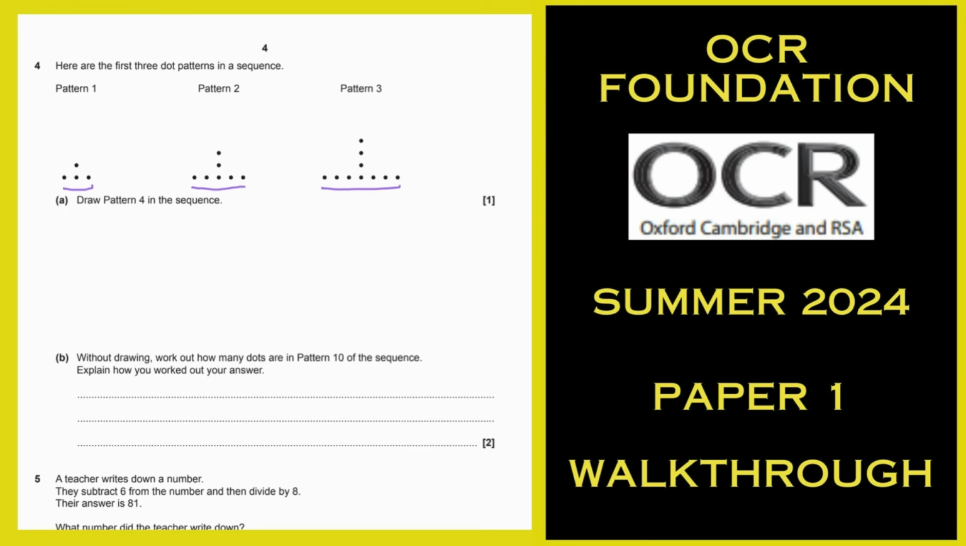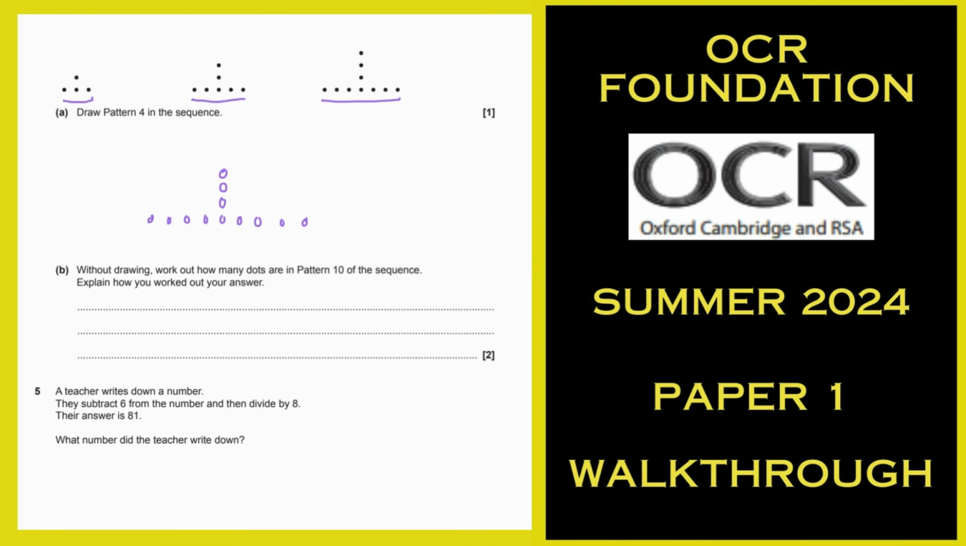Along the bottom, it's going 3, 5, 7. So we need 1, 2, 3, 4, 5, 6, 7, 8, 9. And the vertical bit, which is in the middle, is going up by 1 to 2 to 3. So we need to make it 4 high in total. So you only need to draw 3 extras on the top.